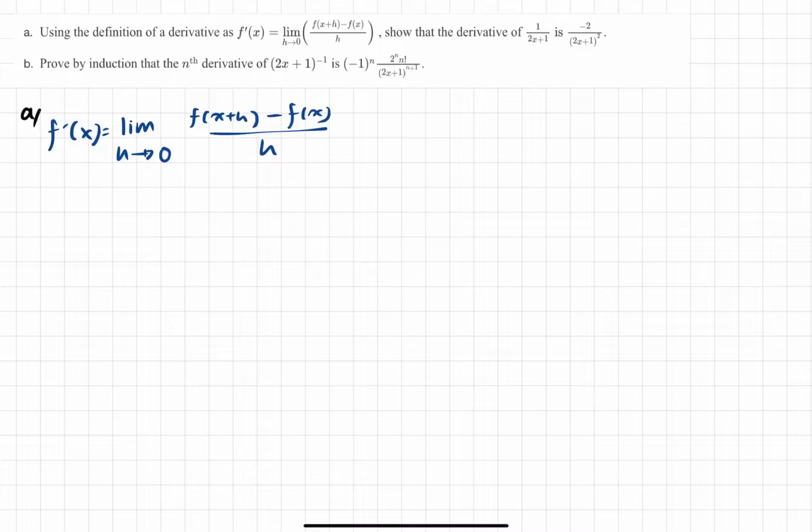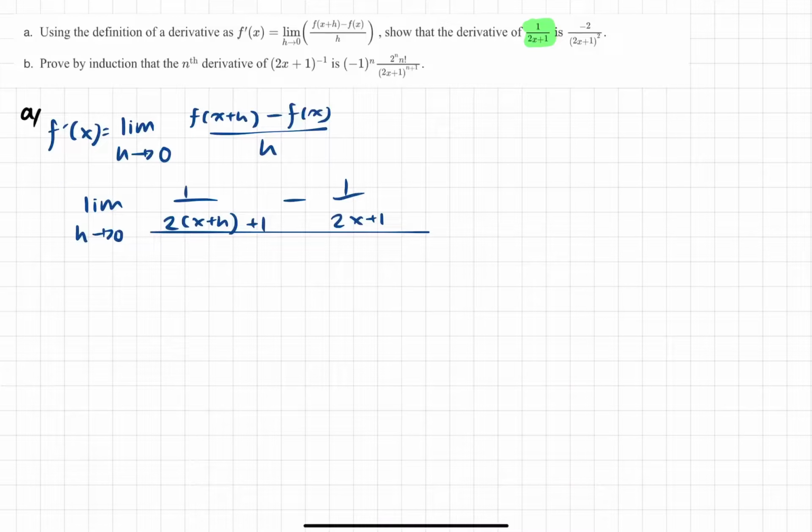So let's expand. We have the limit as h goes to 0 of this function right here. Wherever we see an x, we're going to plug in x plus h. So we have 1 over 2(x plus h) plus 1, minus 1 over 2x plus 1, all over our step size h.